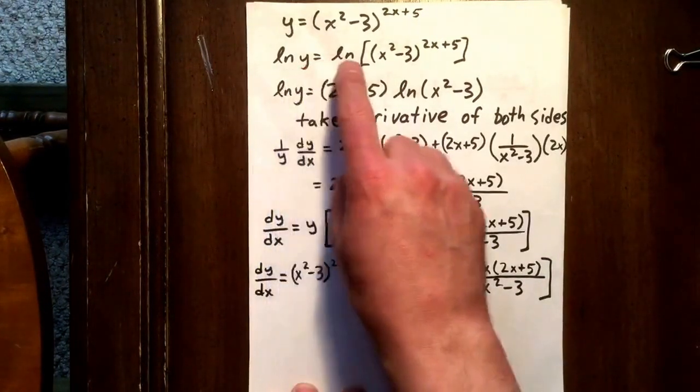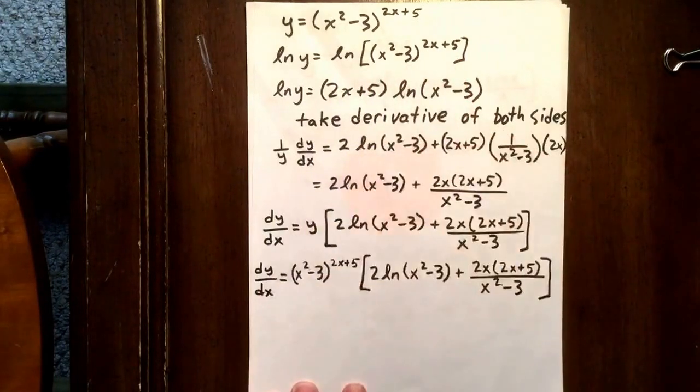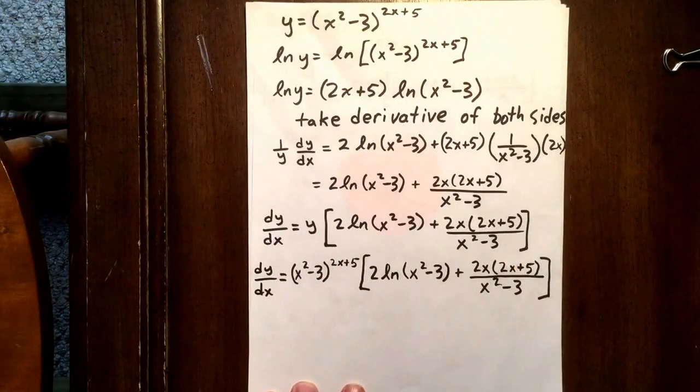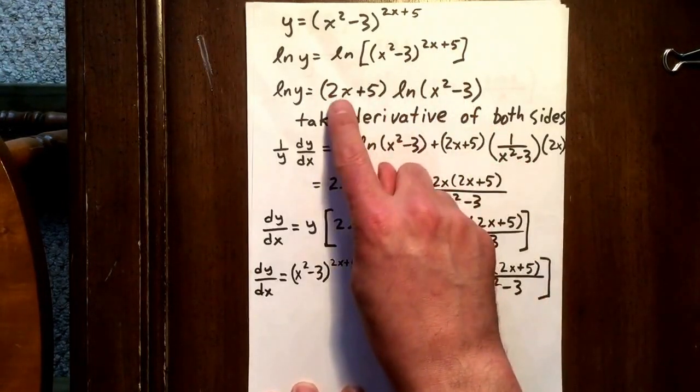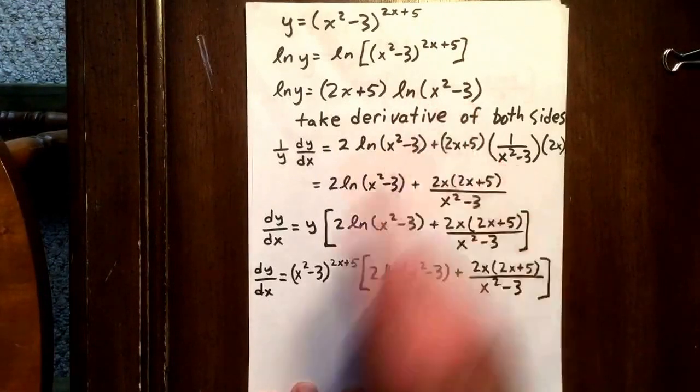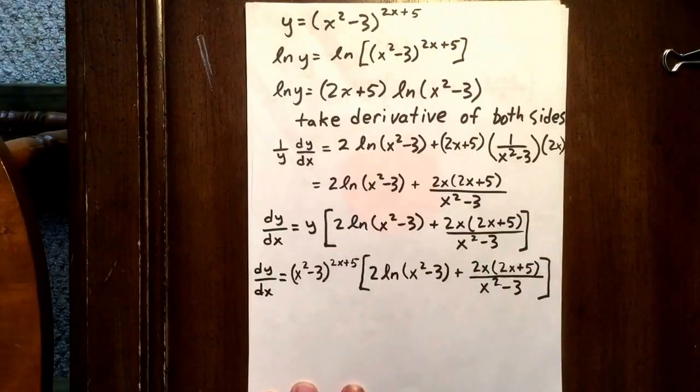So we have ln y equals ln of the entire quantity. And we know that it's a property of logarithms that we can bring that exponent down in front. So we've got (2x plus 5) times the natural logarithm of (x squared minus 3). Now we're going to determine the derivative of both sides.